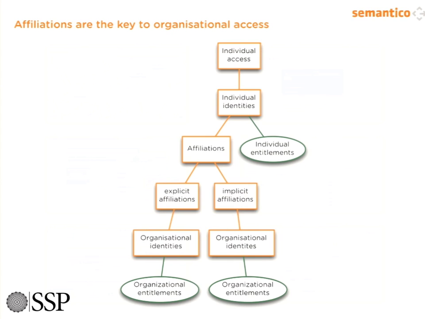And then I've split those into another group which I call implicit affiliations. That's kind of what we use in the industry where we think about IP addresses or proxy servers or other ways of just kind of guessing, effectively, where your affiliations are. That's how we get it to work.